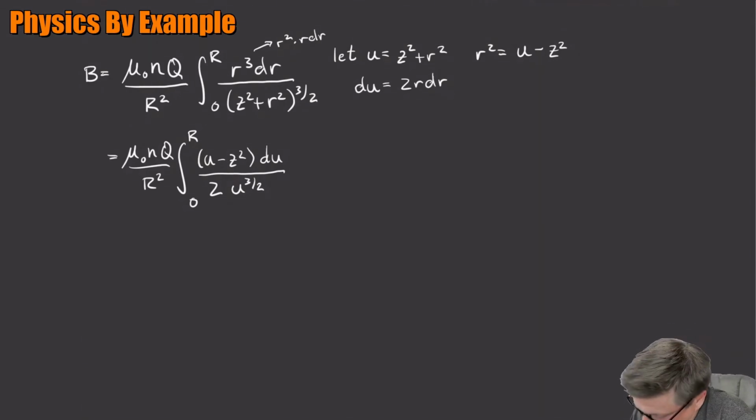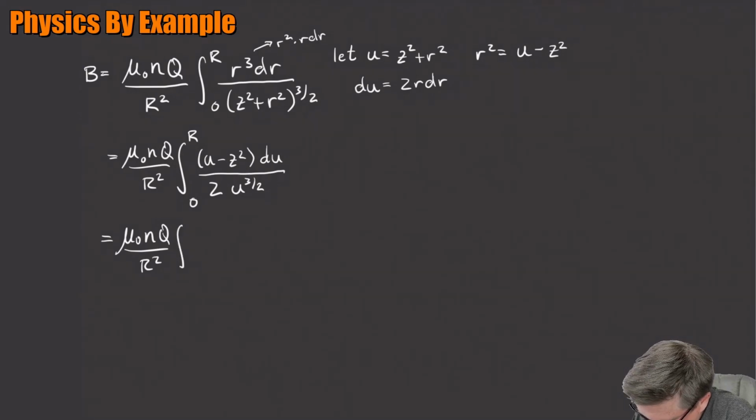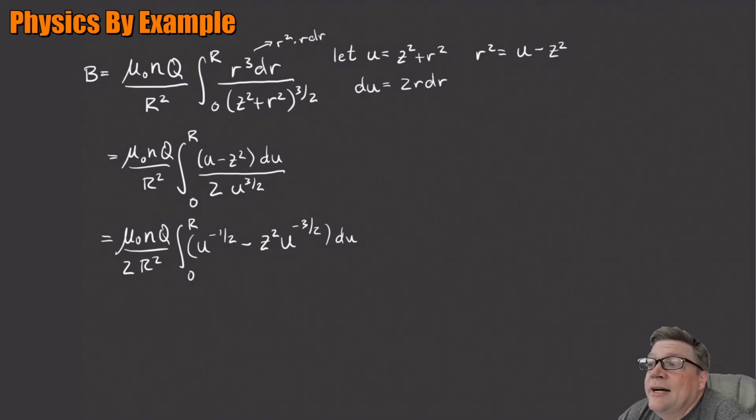So that's going to be mu naught nq over r squared, and so the first integral is going to be 0 to r. Let me bring the 2 outside. The first one is going to be u over u to the 3/2, so that's u to the minus 1/2, minus z squared u to the minus 3/2 du. Okay, so it breaks down into a couple of integrals, but those are pretty easy.